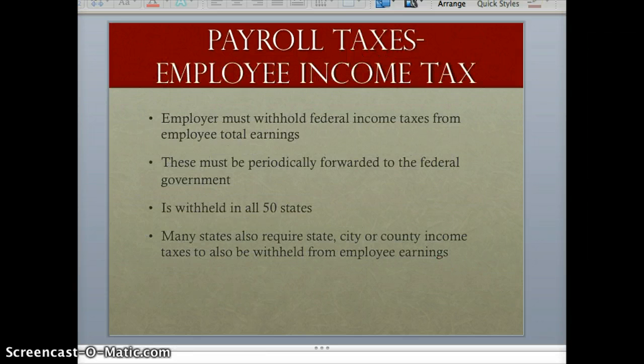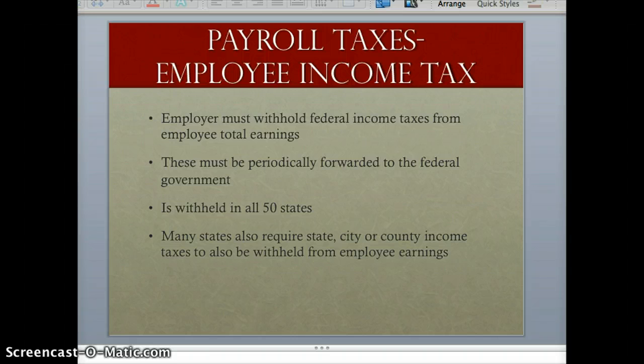The first payroll tax we're going to talk about is employee income tax. And this is the money that the employer must hold for federal income taxes based on your total earnings. It must be periodically forwarded to the federal government. I think a lot of times it's quarterly, but that may change based on the size of your business. There is no state that is exempt from this. Everybody in all states has to pay the federal income tax.